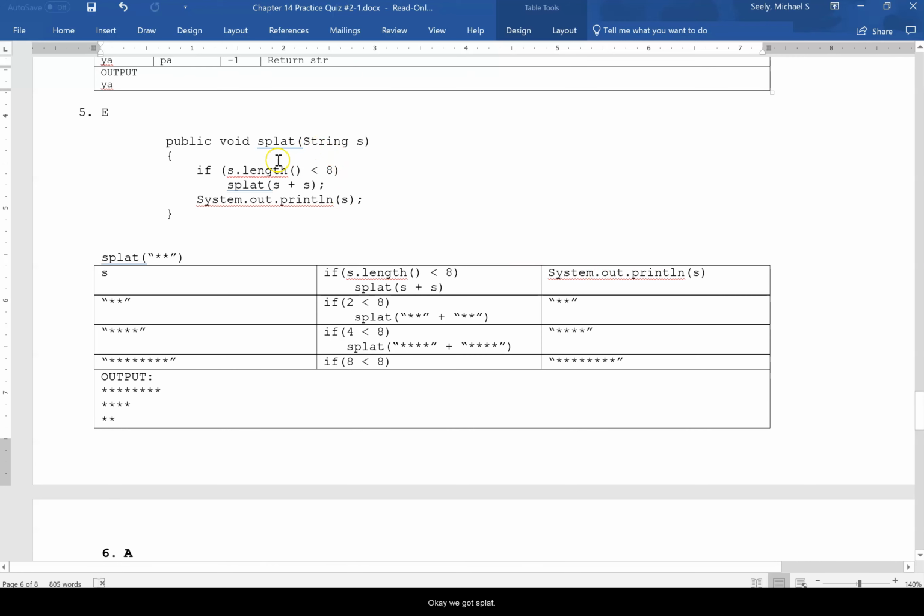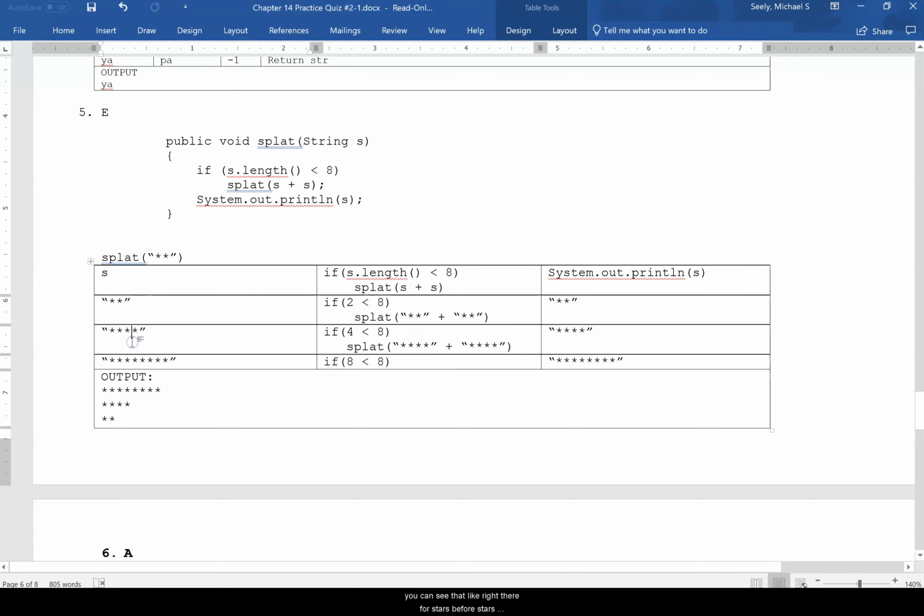Okay, we got splat. Splat's length is 2. It's 2 stars originally. It gets passed in as S, so S is 2, which is less than 8. So we got splat, star, star plus star, star. So that's 4 stars now. That's where we're at right here. And you can see that right there, 4 stars.